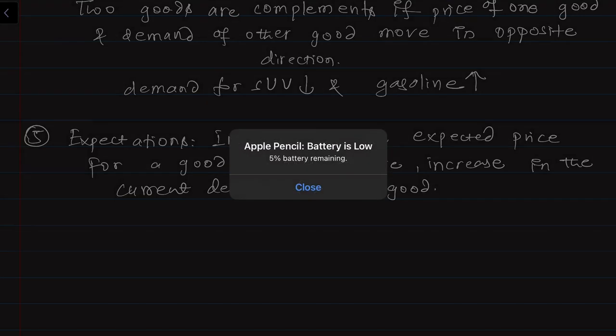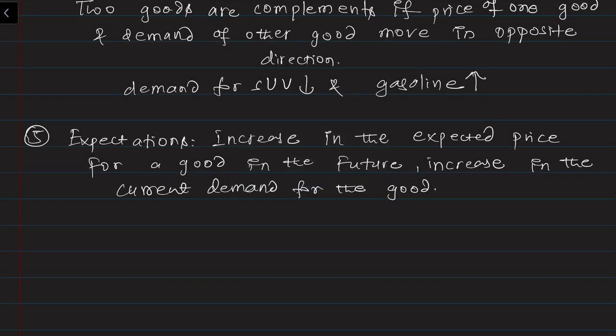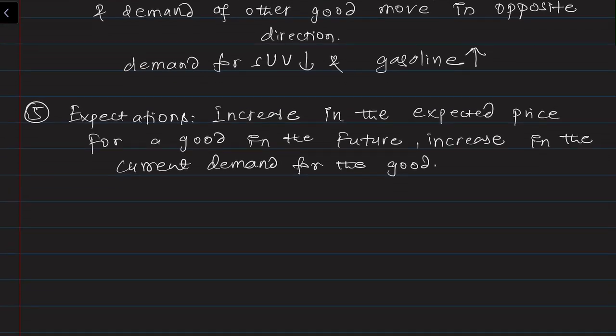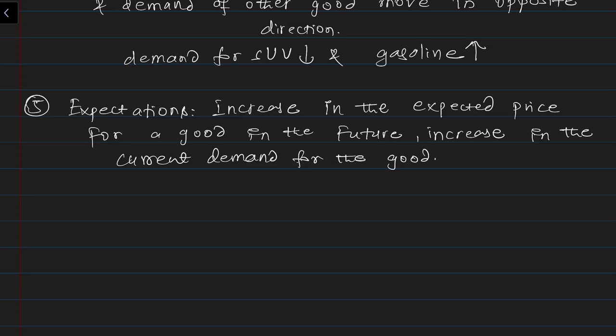Similarly, whenever there is a decrease in the expected price for a good in the future, then there will be a decrease in the current demand for the good, because people know that the prices will be lower in the future. So why consume more today? Whenever there is a decrease in demand, the demand curve will shift to the left, and if there is an increase in demand, the demand curve will shift to the right.